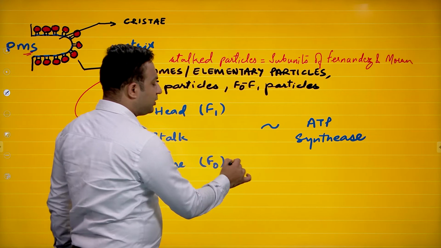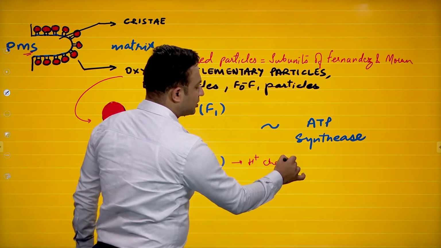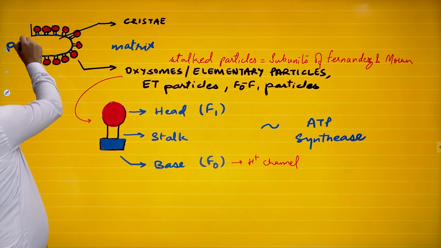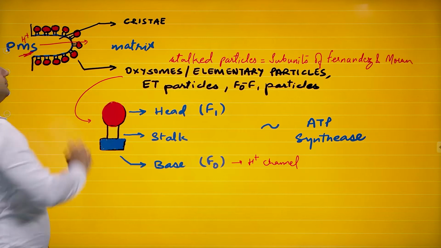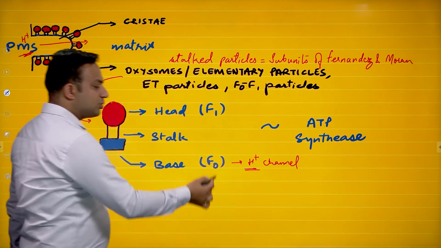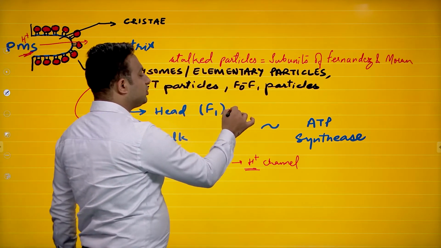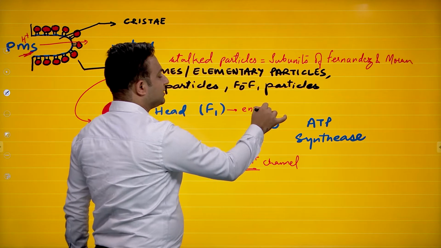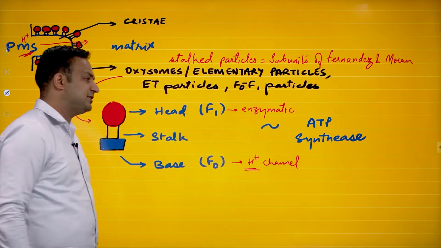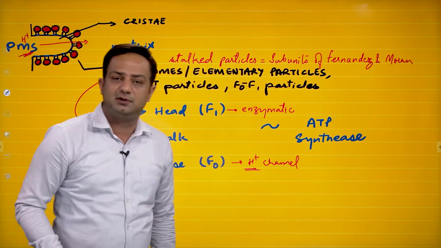The base is going to act as a proton channel. Interesting. The protons will come into the matrix from the perimitochondrial space, from here to here. The base is going to allow these protons, and this head is going to be the enzymatic part. This is enzymatic and favoring what? ATP synthesis. In total, the whole apparatus is working as ATP synthase.